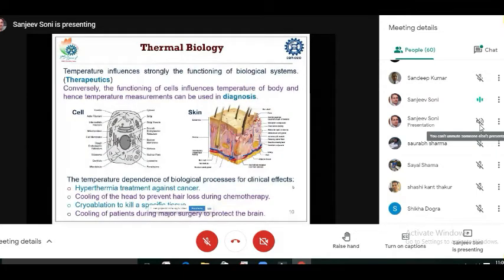Again, in context of thermal biology, we are aware that whenever we come across any disease, we say that this person has got a fever. So if there is a problem in the human body, it is generally represented in the form of fever. In the same way, if we induce fever, then we can also alter the functioning of the human body. So both the diagnosis as well as therapeutics can be very well developed using these temperature-based principles.